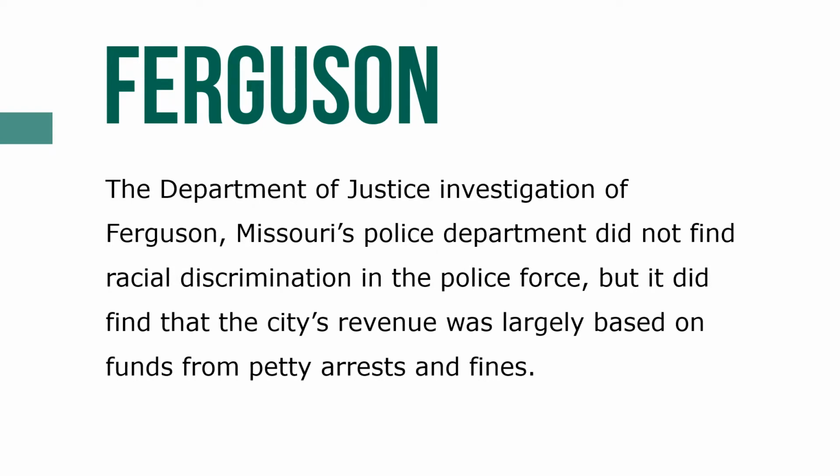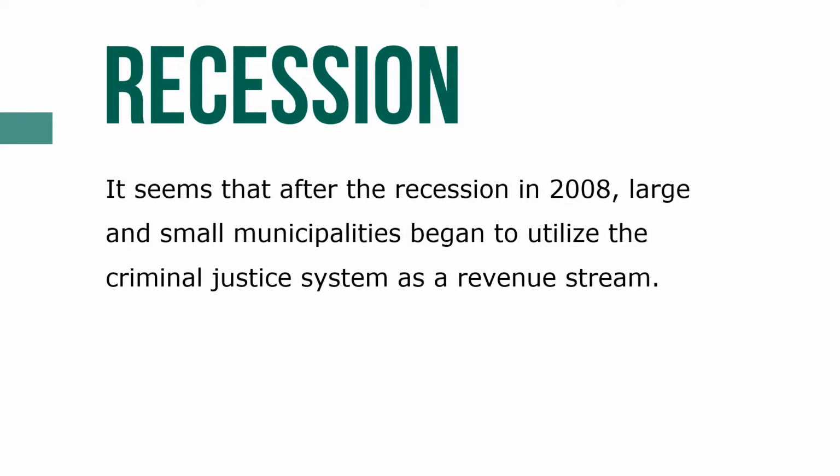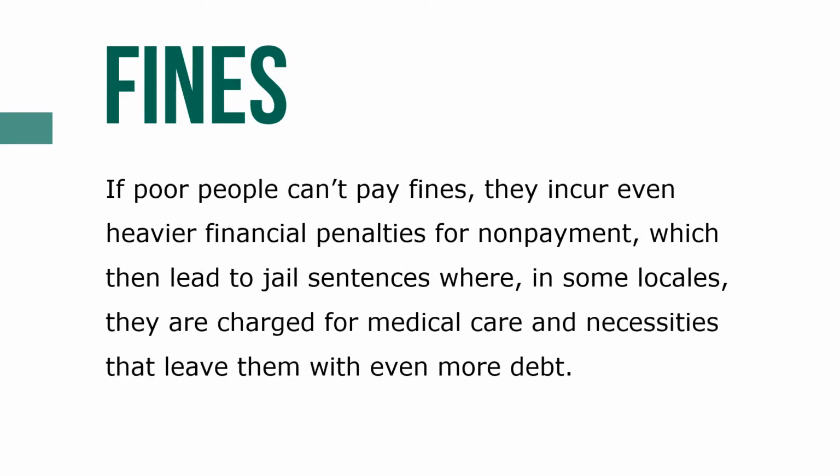The Department of Justice investigation of Ferguson, Missouri's police department did not find racial discrimination in the police force, but it did find that the city's revenue was largely based on funds from petty arrests and fines. It seems that after the recession in 2008, large and small municipalities began to utilize the criminal justice system as a revenue system. If poor people can't pay fines, they incur even heavier financial penalties for non-payment, which then lead to jail sentences where, in some locations, they are charged for medical care and necessities that leave them with even more debt.